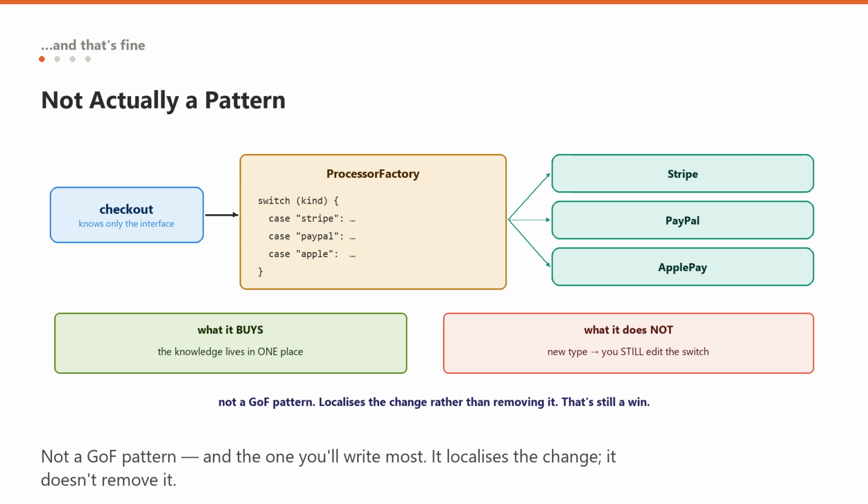What it does not buy: adding a new type still means editing the factory's switch statement. So you have not eliminated the change, you have localized it. And that is a genuine, real improvement. But notice it technically violates the open-closed principle, which says a class should be open for extension and closed for modification, and you are modifying it every time. That gap is precisely what factory method exists to close.